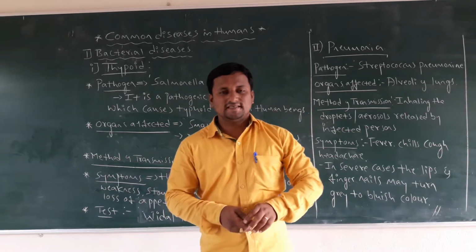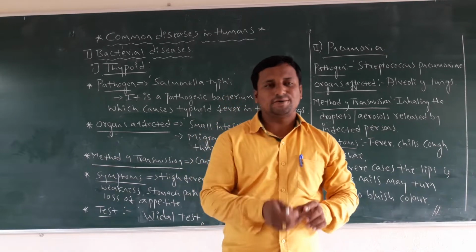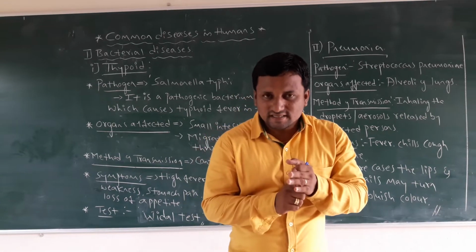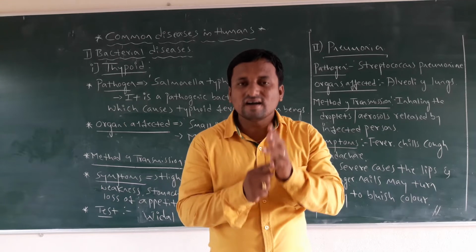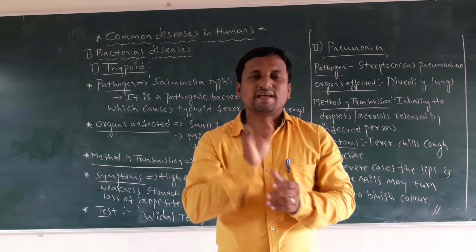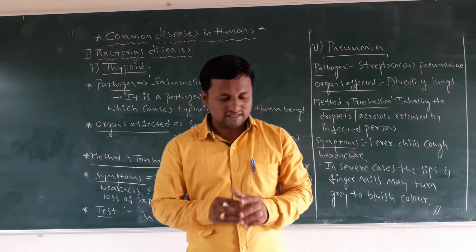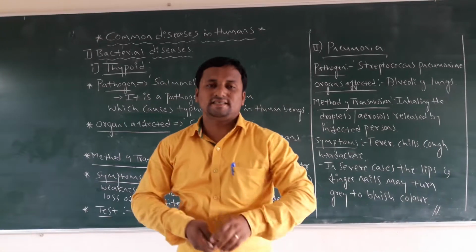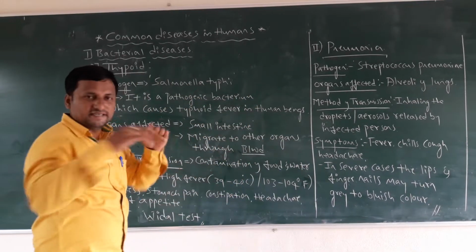In yesterday's class we discussed that there are some pathogens. From those we get diseases caused by bacteria, viruses, helminths, protozoans, and fungi. From these types of pathogens we get different types of diseases. In today's class we are discussing the bacterial diseases, and there are so many of them.